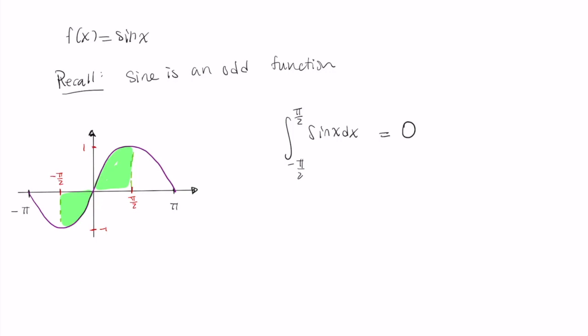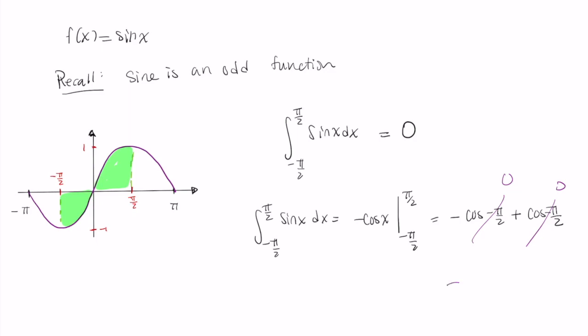Now, if you want to work this out algebraically, you can go ahead and integrate to get negative cosine x evaluated from negative pi over 2 to pi over 2, which is just negative cosine of pi over 2 plus cosine of negative pi over 2. These are all just zero. So we have zero.